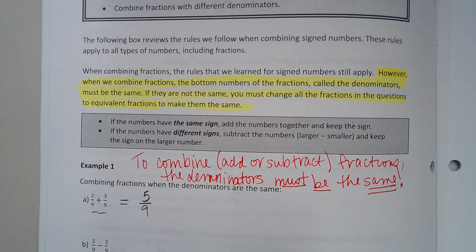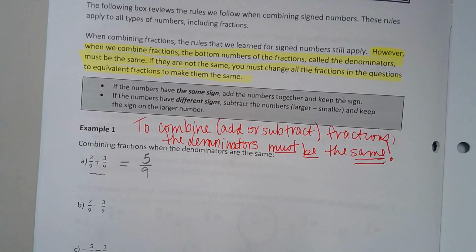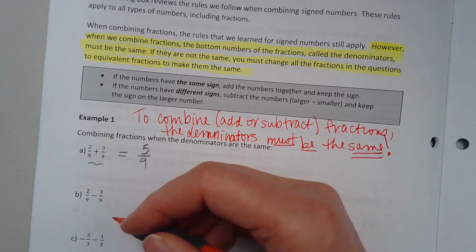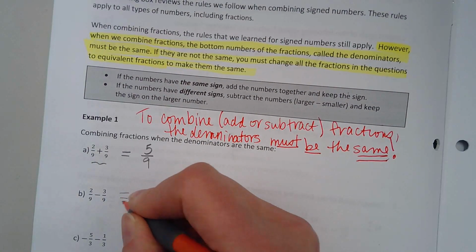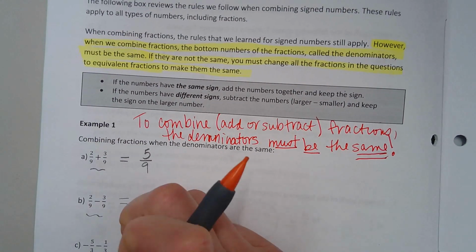What about the next one? Okay, it's probably going to be a little more challenging, but let's see. 2/9 subtract 3/9. Okay, well, denominators are the same, so I can proceed. So the denominator stays as a 9.